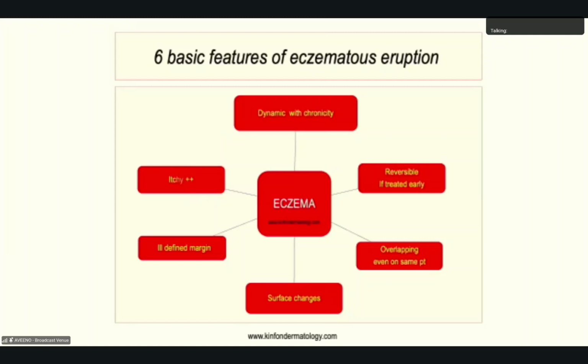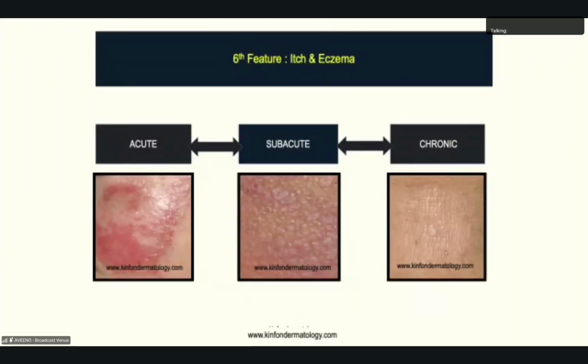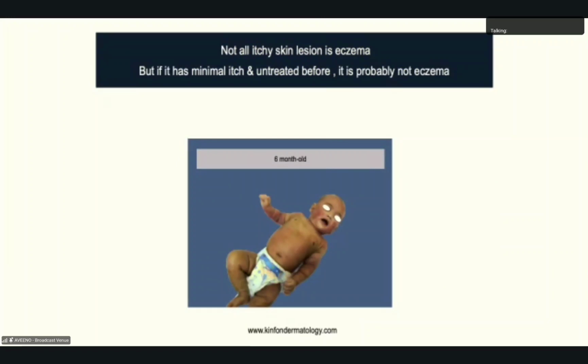Another important feature is itchiness. If the patient walks in with scaly lesions, and the mother says, my child never scratches, can sleep soundly at night, then you have to think twice. That might not be eczema. It could be pityriasis rosea, it could be pityriasis lichenoides chronica, and so on. So usually itch is one of the features.